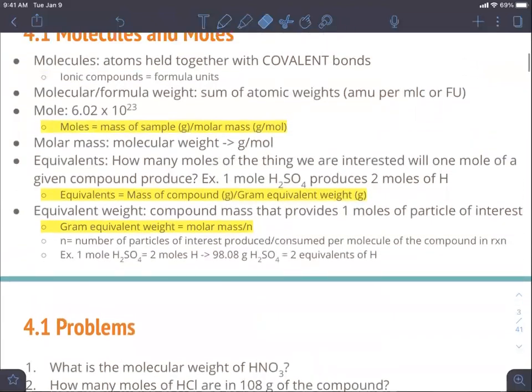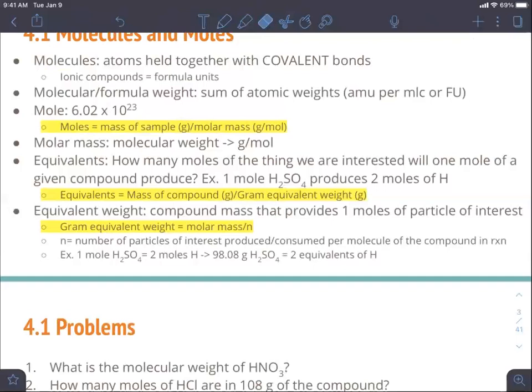So molecular or formula weight is the sum of atomic weights. This is pretty self-explanatory. If you look at HCl again, the molecular weight would just be 1 plus 35.45, so it would be 36.45.